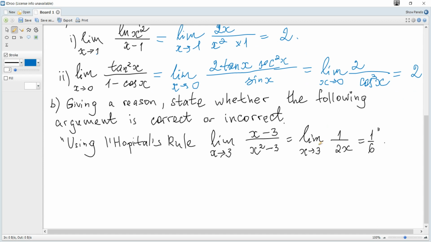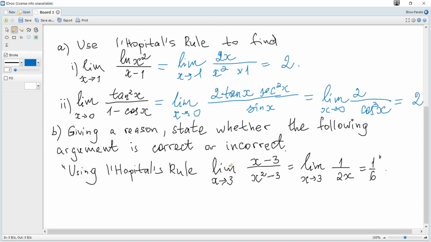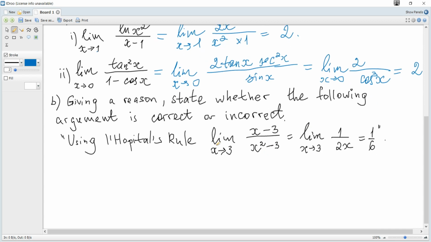Part B. Given a reason, state whether the following argument is correct or incorrect. Using L'Hopital's rule, the limit when x tends to 3 of x minus 3 divided by x squared minus 3 is a limit. You can see that it just applied L'Hopital's rule here. But let's check.